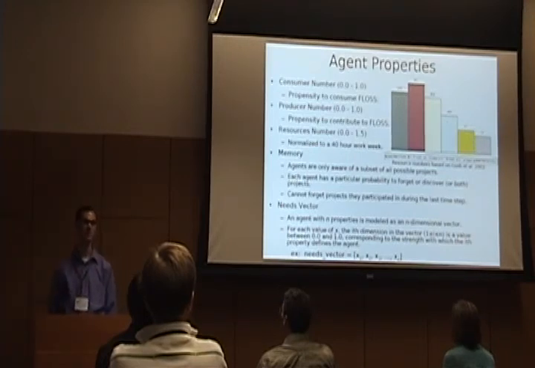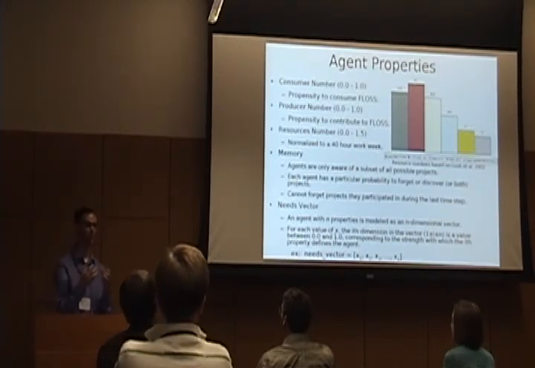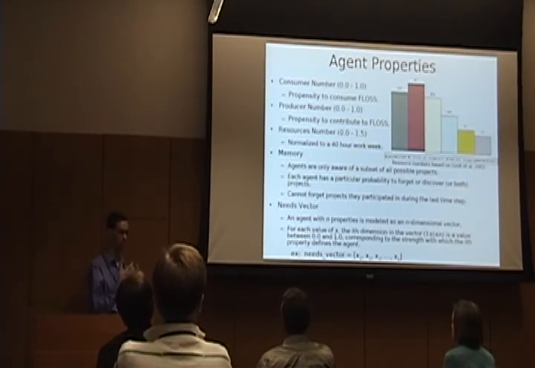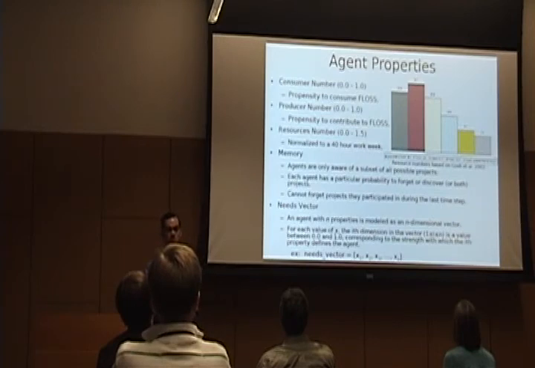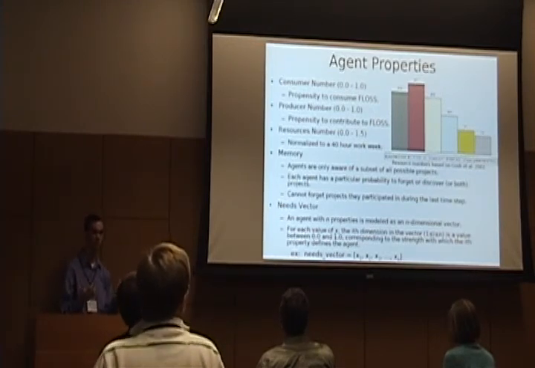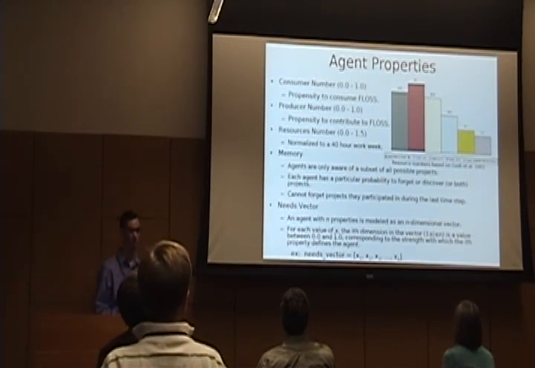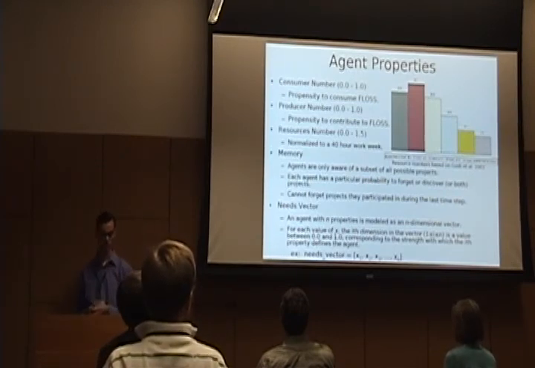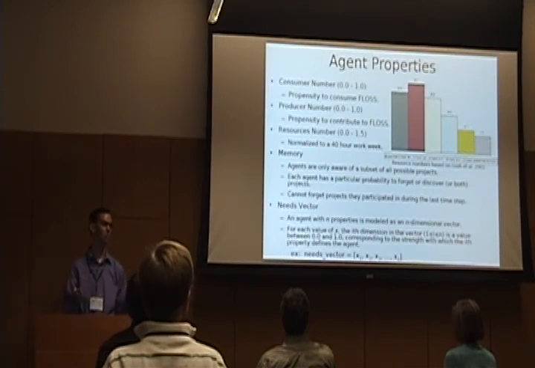Resources number: the idea is that each agent has the ability to contribute some level of resources or some amount of work to projects. This has been normalized to a 40-hour work week. Look there on the right-hand side; there are actually some surveys that have been done on how much time people are contributing. You can see that the bulk of people are contributing between 2 and 5 hours a week working on open source. Remember, this is still mostly volunteer-driven, although some people are in fact paid to work on open source. Agents also have memory, so they don't know about all the projects in the simulation. They can know about some subset of them.